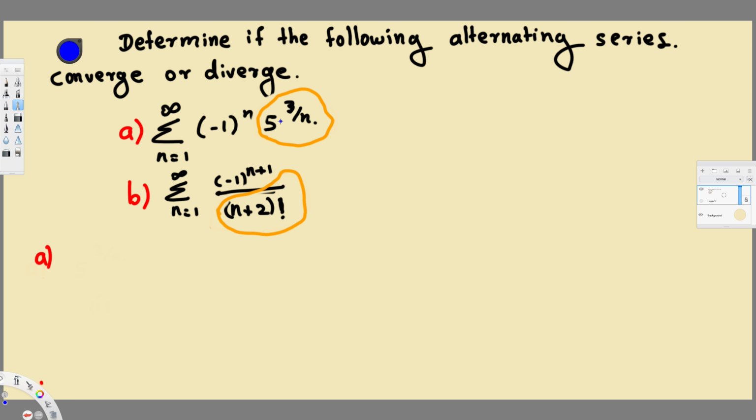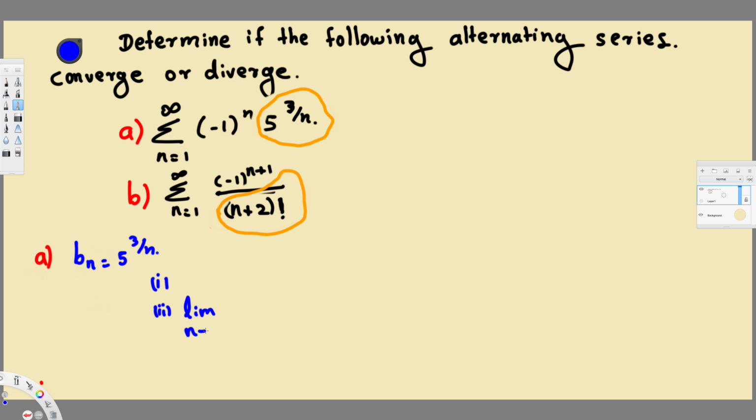In order for this one to converge, the bn value should be decreasing and the limit of bn should be equal to 0. So let's see whether it is satisfying both conditions. For the first one, bn is equal to 5 power 3 over n. We have to find whether it is decreasing, and whether the limit is equal to 0. So first let's look at the limit.